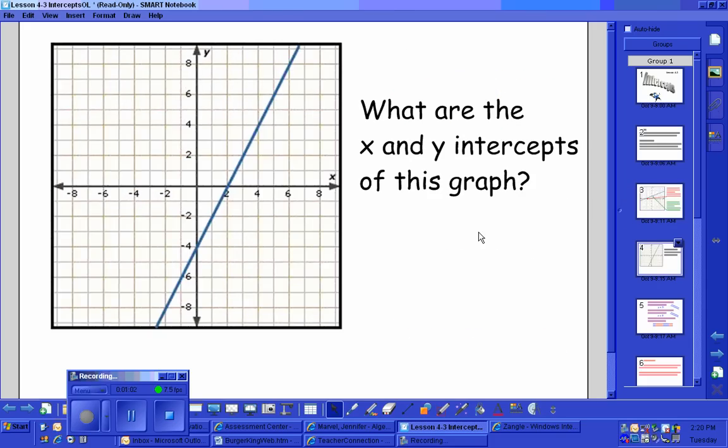Take a look at this graph and see if you can tell what the x and y intercepts are. The x-intercept is at (2, 0), so we can say the x-intercept is at 2. It crosses the y-axis at (0, -4), so we say that the y-intercept is -4.